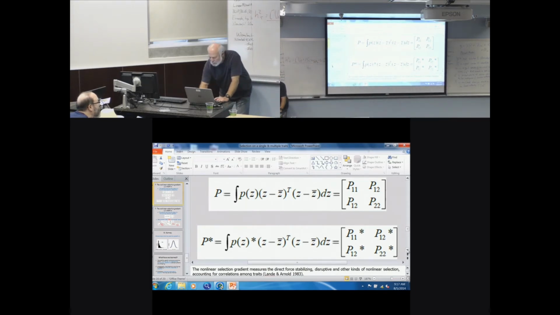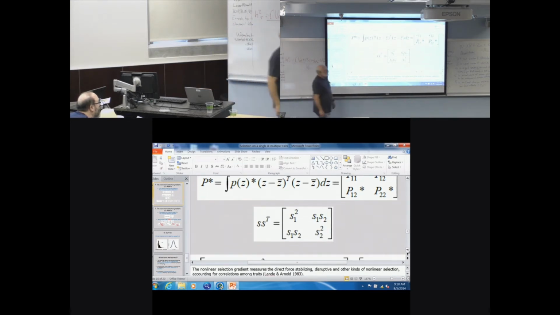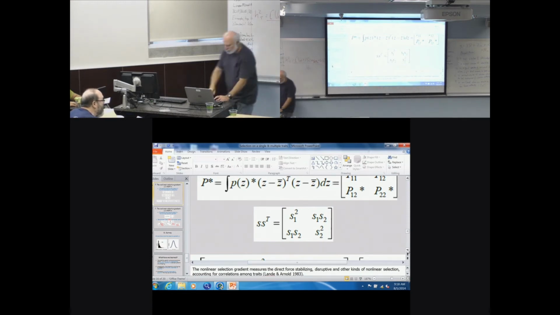Just scroll down. And here's the reason I'm doing this. Here now is the form that S takes, because S is the vector S1, S2, and then we're post-multiplying it by the row vector S1, S2. And when you do that, you get S1 squared, S2 squared, but you also get an off-diagonal element S1, S2, which is a product, okay?